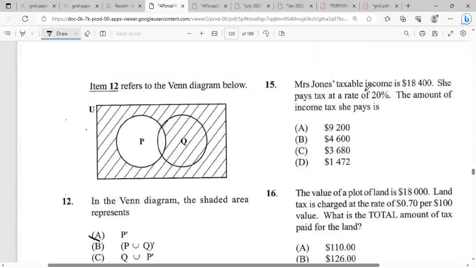Mrs. Jones' taxable income is 18,400. She pays a tax rate of 20%. The amount of income tax she pays is, so all we have to do is just find 20% of 18,400, right? So percent means out of 100, so we multiply. Guys, I go slow because sometimes I go fast and I just say one thing and do the next thing. All right, so we're going to multiply this by 10 and 2, right? So 184.